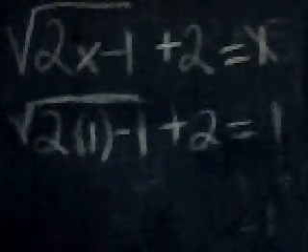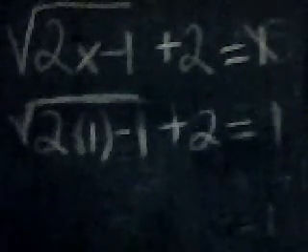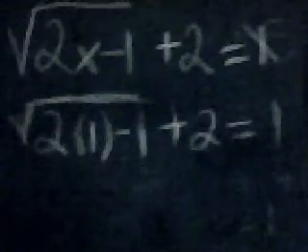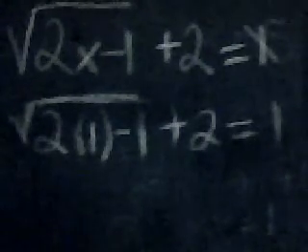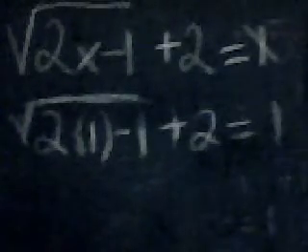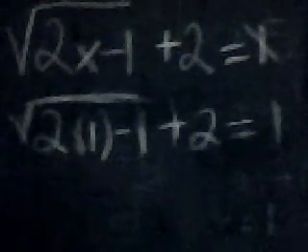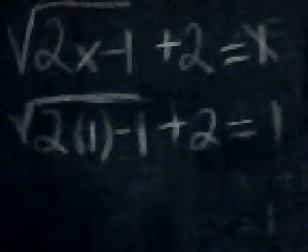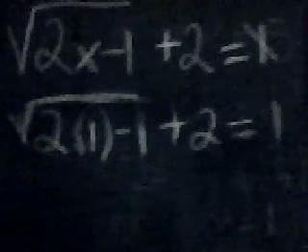So here we plugged in, instead of x, the value of 1. Now we are left with the square root of 2 times 1 minus 1 plus 2 equals 1. Now we must work it out and see if the value of x of 1 is an answer for our problem.